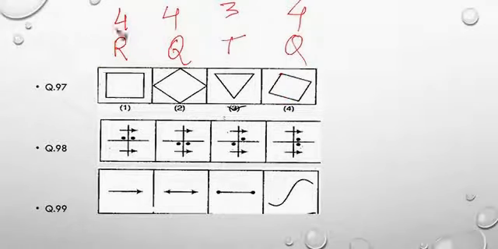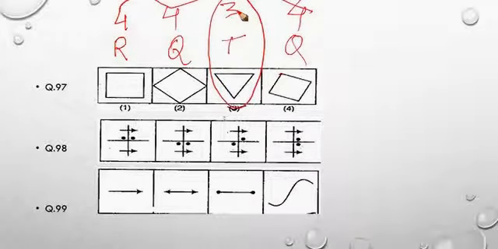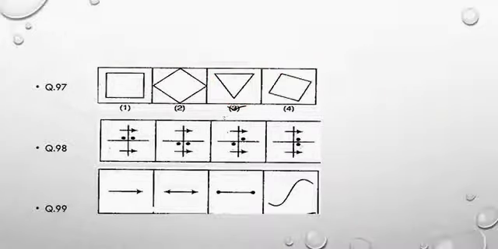So we find that there are 4 lines in case of options 1, 2 and 4 and 3 lines in case of option 3. So option 3 is an odd man out figure because there is a similarity in options 1, 2 and 4, and option 3 is a different figure. Let's go to question number 98.